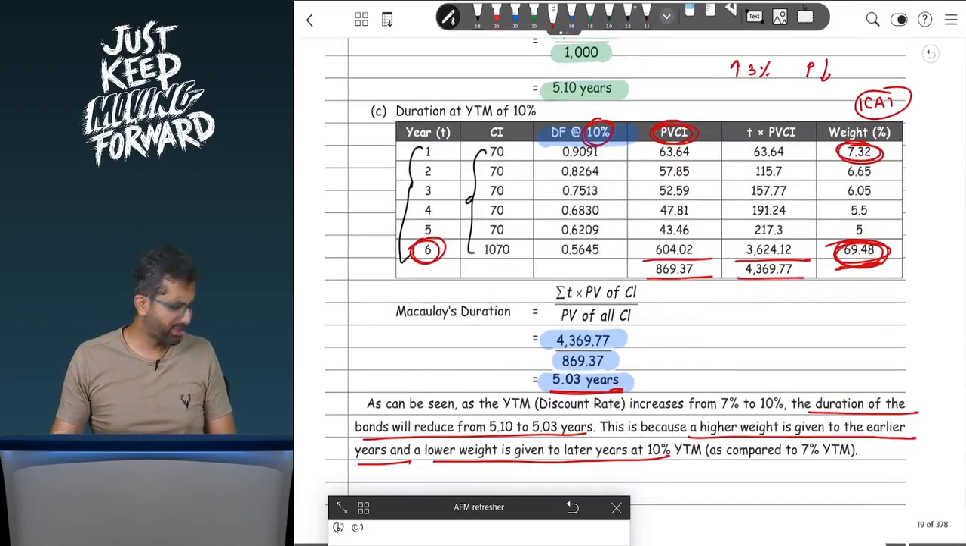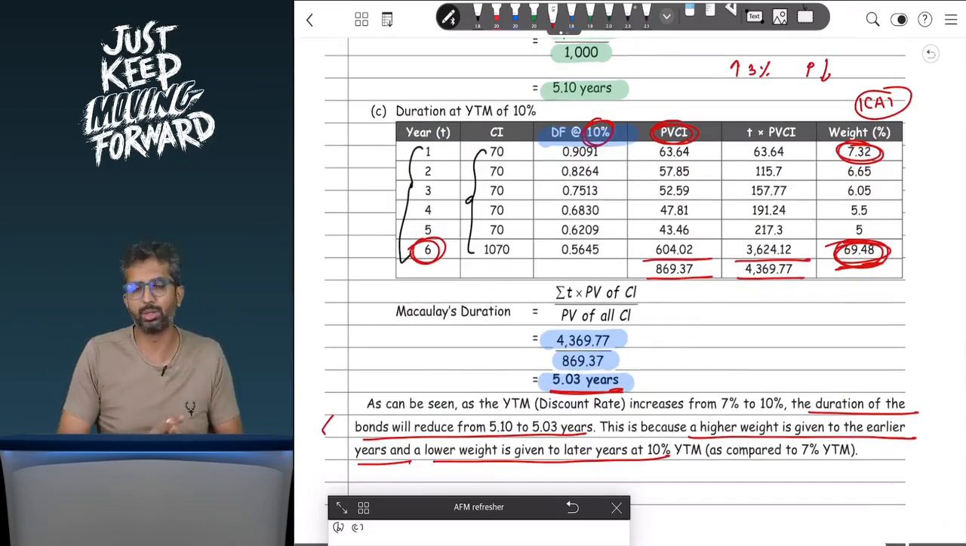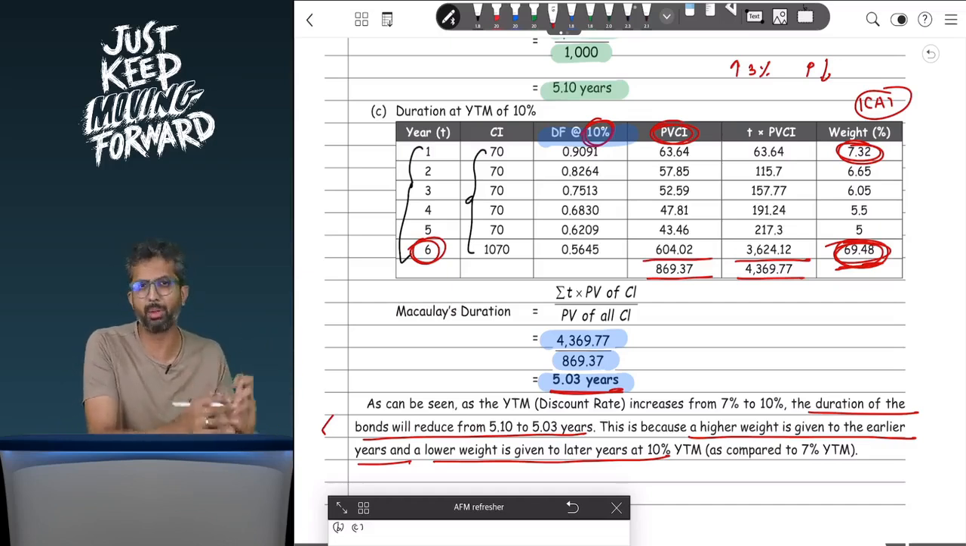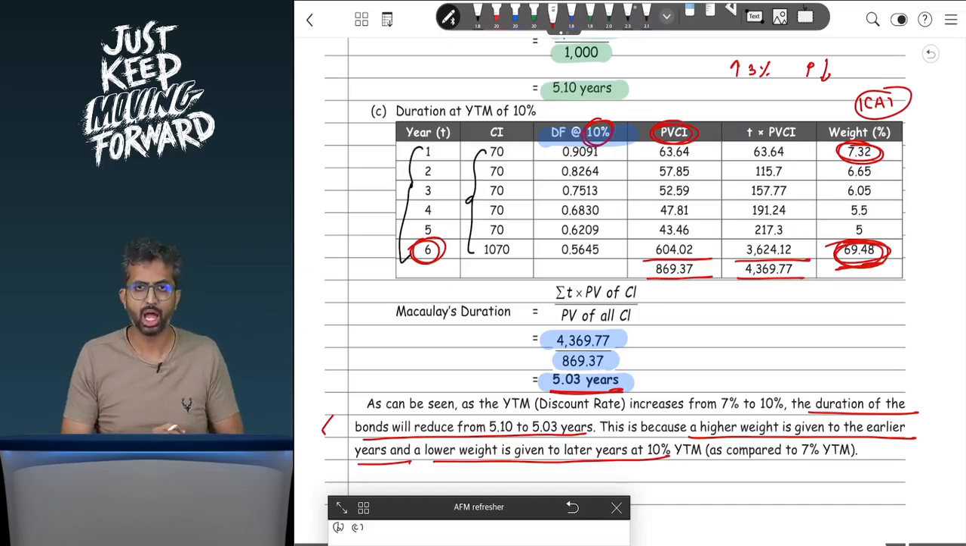Are we clear with this? If you understand this, well and good, if you don't, just remember this and proceed. It is not really important from an exam perspective. Whatever had to be remembered clearly, I think we have tried to do that. Are we clear with this?